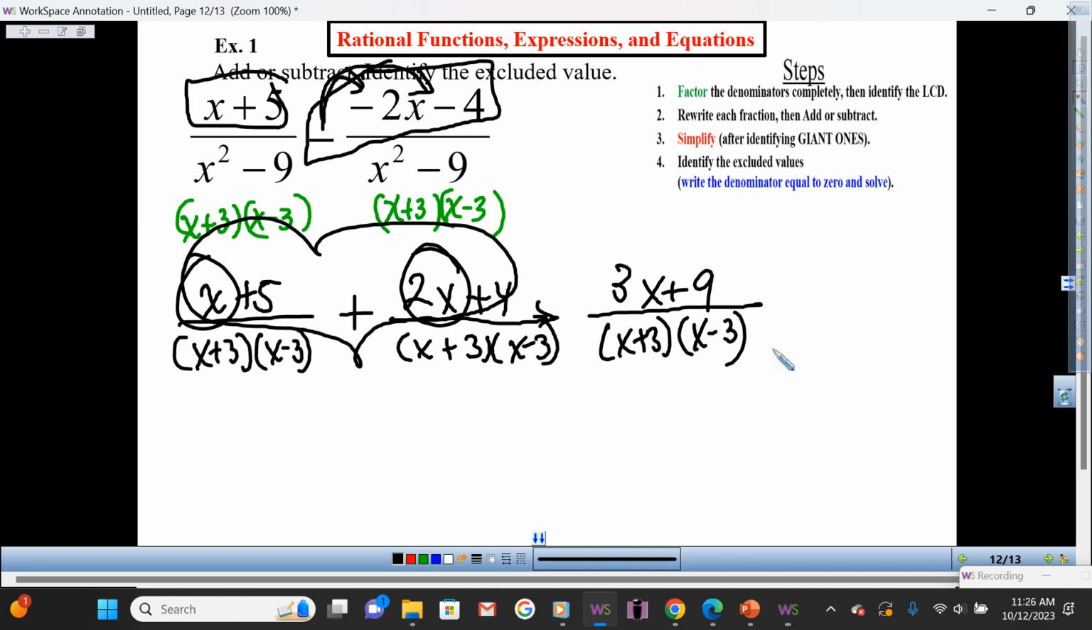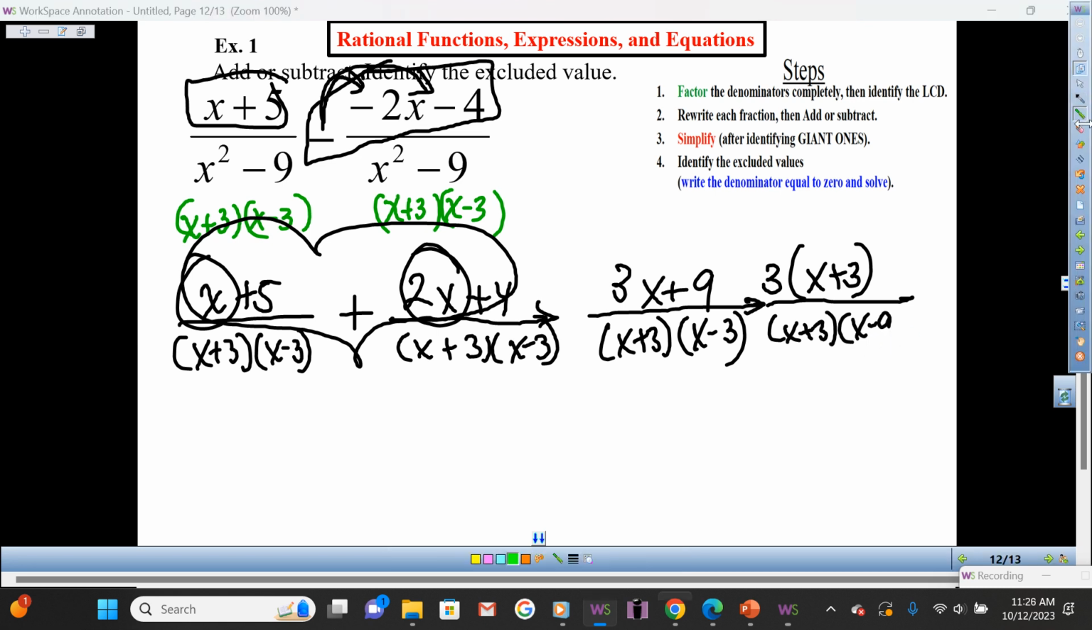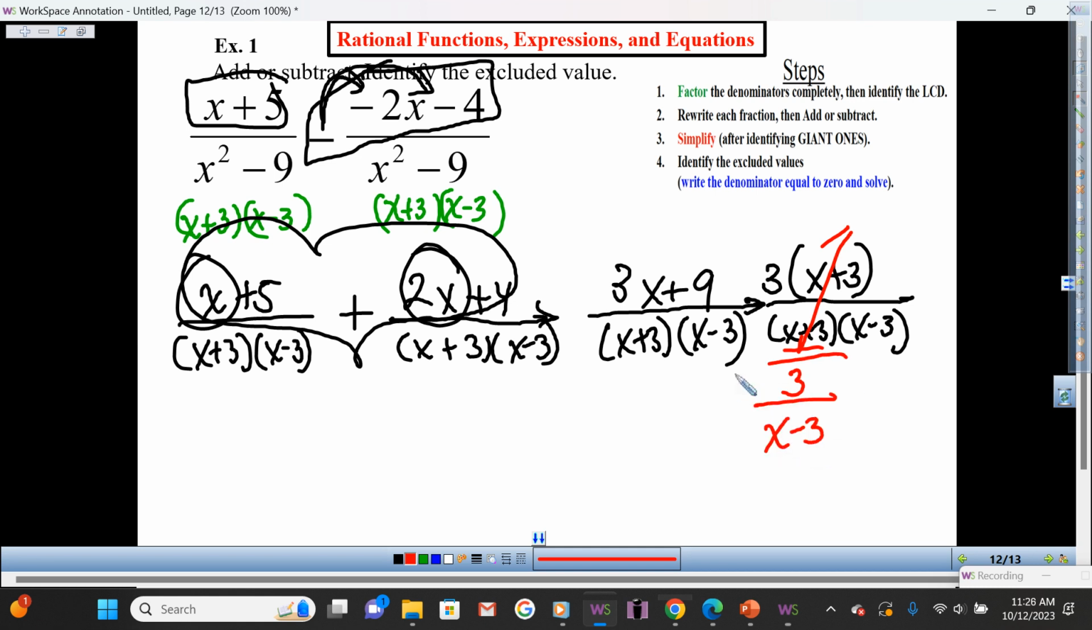Now we do the GCF on the numerator. Jaden, GCF? 3, and that leaves us with x plus 3. Denominator stays the same. X plus 3, x minus 3. Do you guys see the giant 1? Yes, is it cute? Answer, 3 over x minus 3. Almost done. Find me the excluded value. And then send me your notes, please. So I'm going to send you the screen.